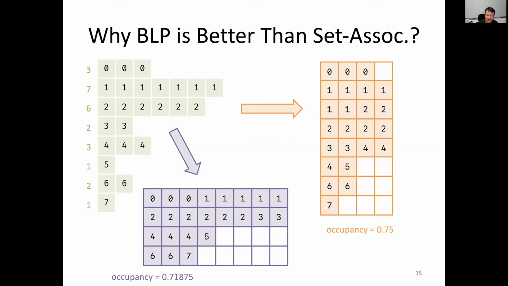75%. And the reason is that, as I just said, the flexibility of the BLP allows us to kick the keys around. For example, in this case, the two keys that were mapped to bucket 3 are now entirely stored in bucket 4. Okay, so you can never do this with the 8-way set-associative cache. That's the fundamental reason why the BLP has a higher cache hit rate than the set-associative cache.